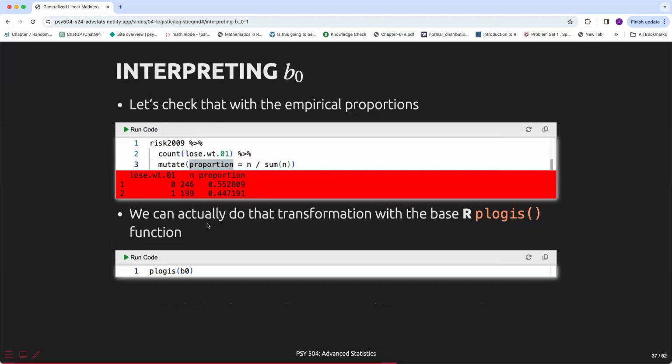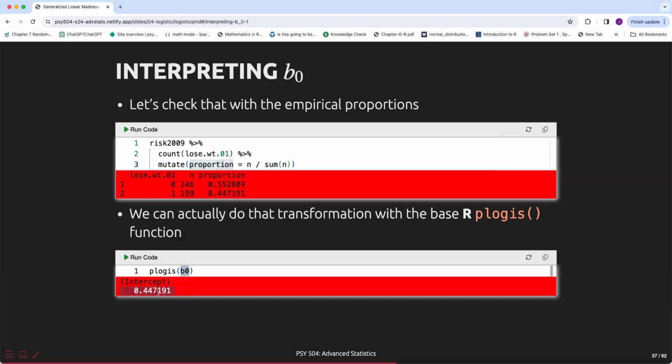We can actually do this with the plogis function as well. That takes a log odds and transforms it into probability. So we can just read in our intercept value here and we get, again, 0.45, 45%. So this is how we interpret our intercept value when there are no other predictors in the model.